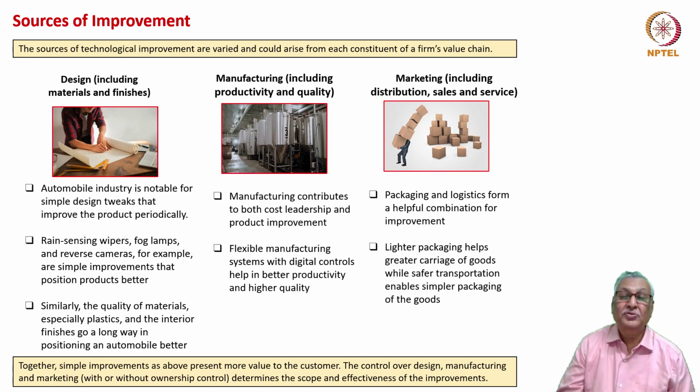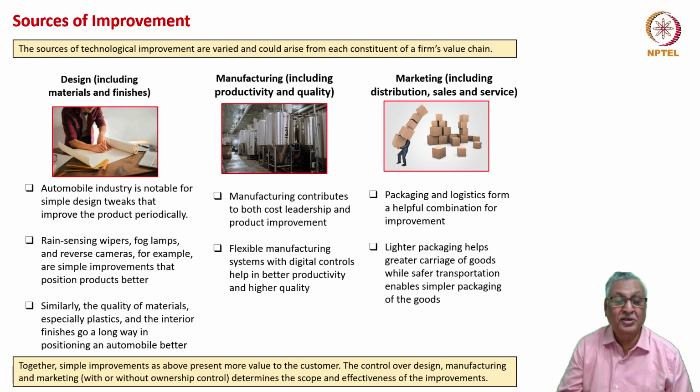Let's look at where the sources of improvement will come from. Fundamentally, it comes from design, includes materials and finishes. Automobile industry is well known for simple design tweaks that improve their products periodically. A touch here and there, a different curvature of the sheet metal panel, a smiling headlamp systems or a smiling front fascia, a redesigned dashboard, different color schemes. These kinds of things keep happening every year in the automobile industry in terms of the design of automobiles, and therefore design is a source of technological improvement.